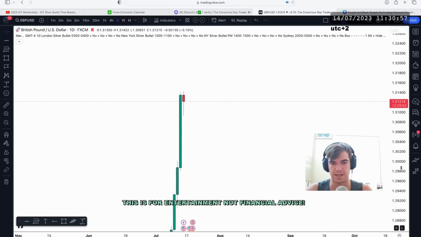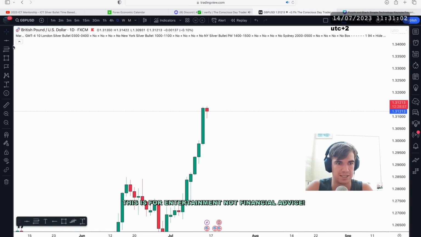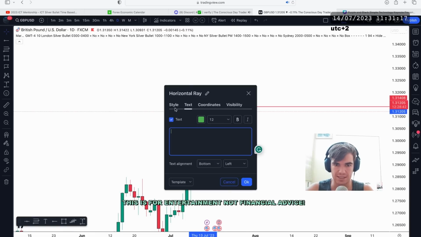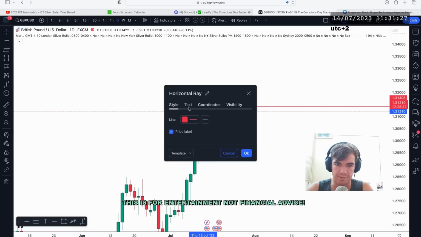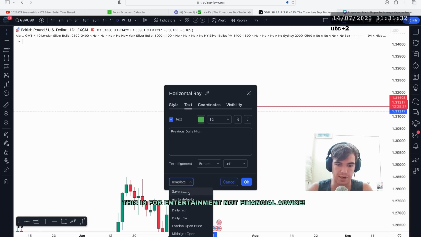And you're going to do this every day, right? You're going to set it once a day, and then you don't have to do anything else. You get really good at doing this really quick. And I like putting my horizontal ray onto the previous day, which is Thursday. So this is the previous day there. I've already set this. So what I did is I went on here and I wrote previous daily high. And then in style, you can style it how much you want, red, and then you can save that as a template like I've done here.